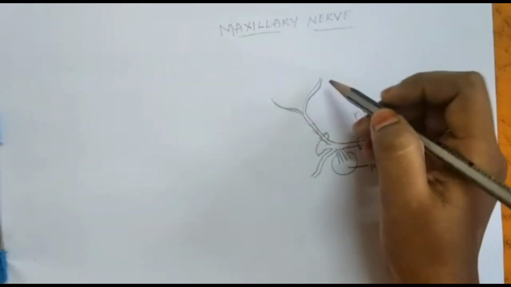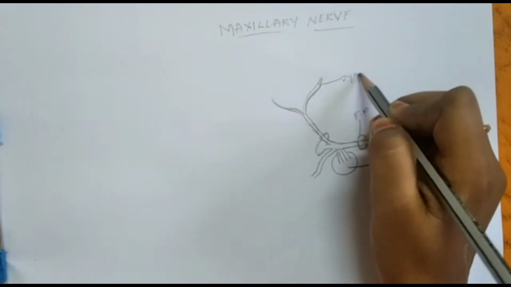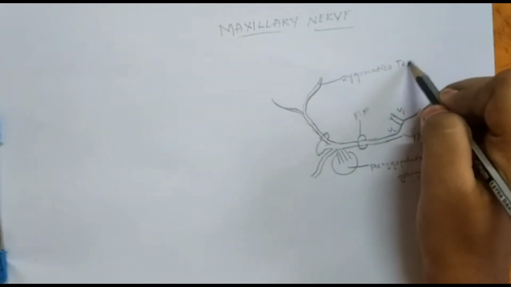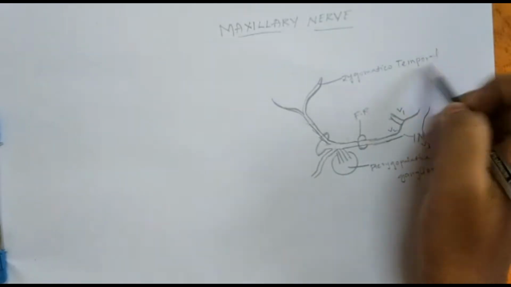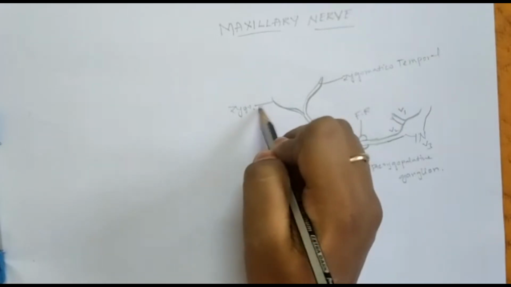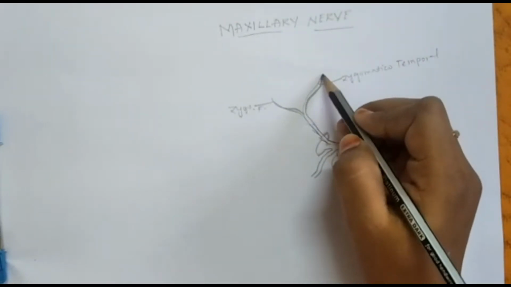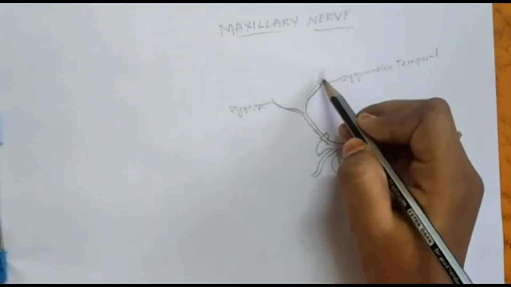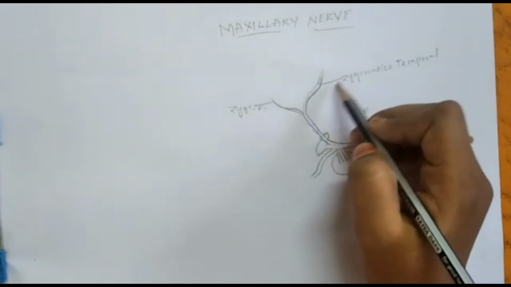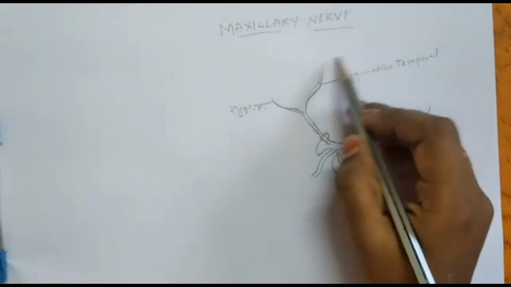Two branches. This is zygomatico-facial. Zygomatico-temporal, sorry. And this is zygomatico-facial. Zygomatico-temporal nerve: this branch moves forward and enters into the temporal fossa through a small foramen in the lateral orbital surface and supplies the skin over the temple area.